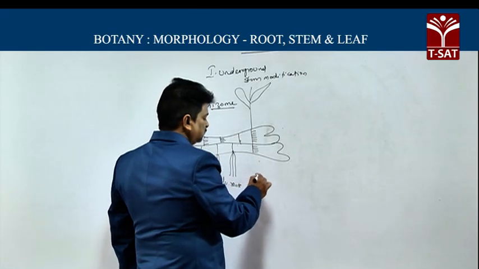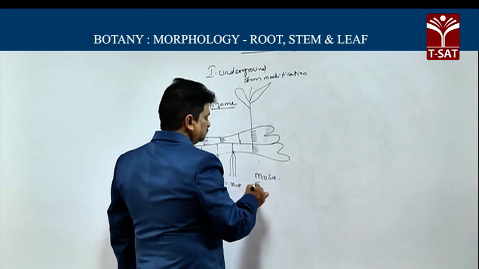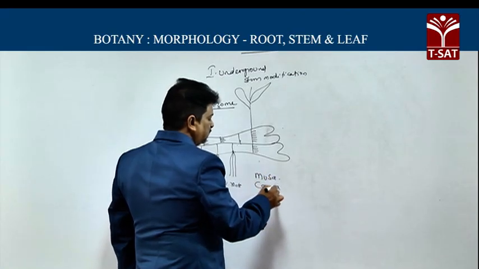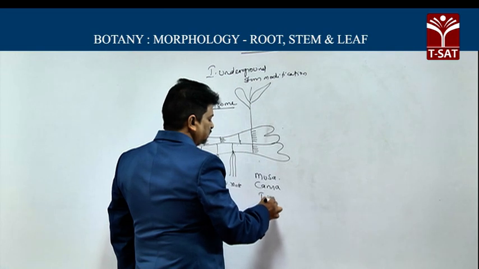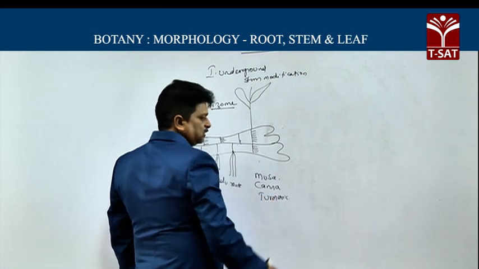Example for rhizome: musa, canna indica, turmeric and ginger.